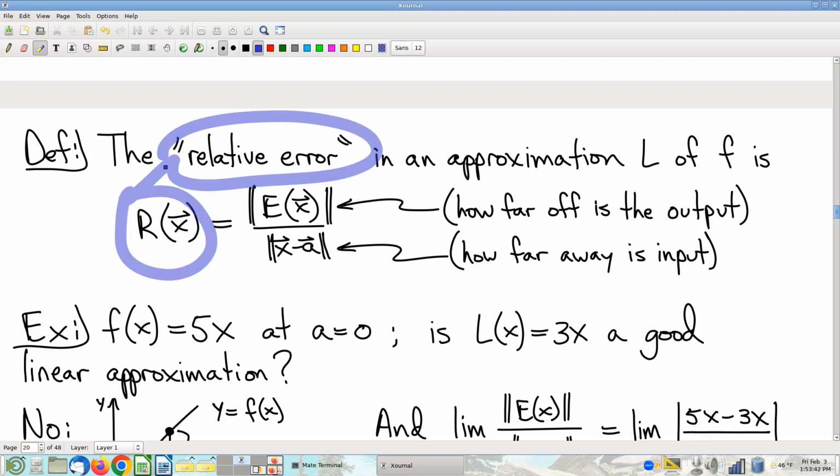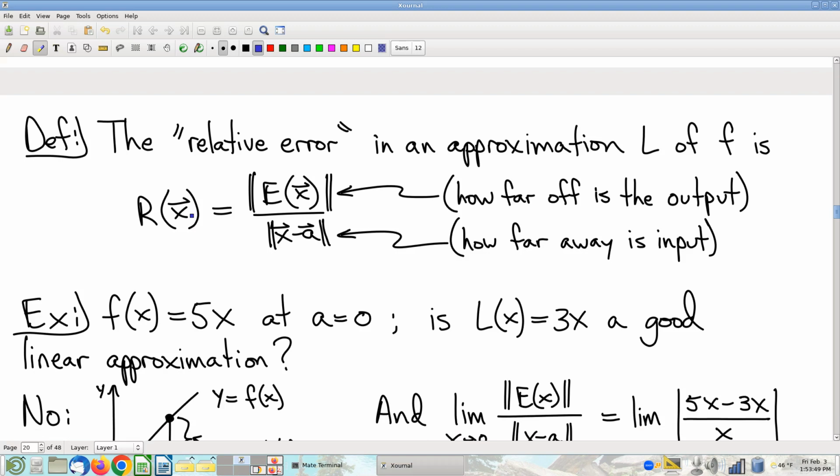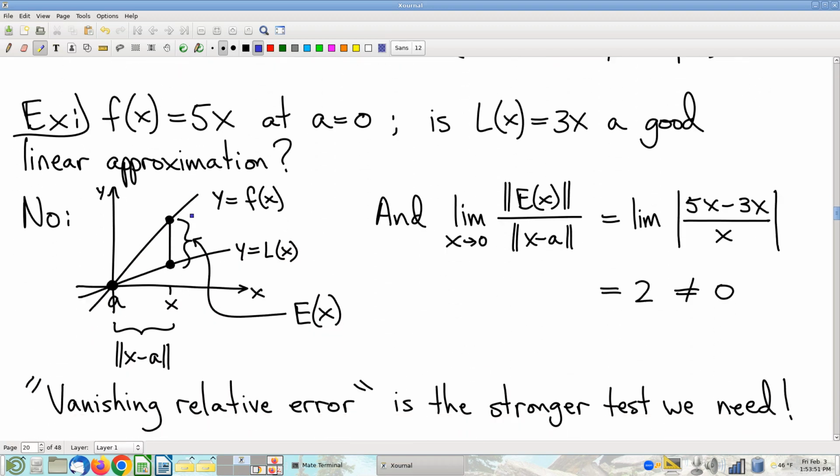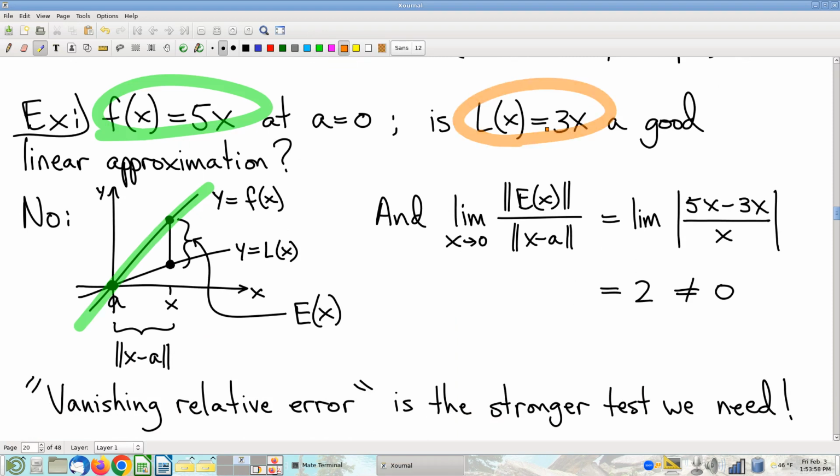also approach 0. Now let's apply this stronger criterion to the same exact example we were looking at a minute ago. So again, we were looking at this function here, 5x. There's the graph of that function. Here's my candidate approximation that kind of laughably passed our first test, right? Which is a poor test. But here's that function. And now let's think about what is the relative error, and does that relative error approach 0?